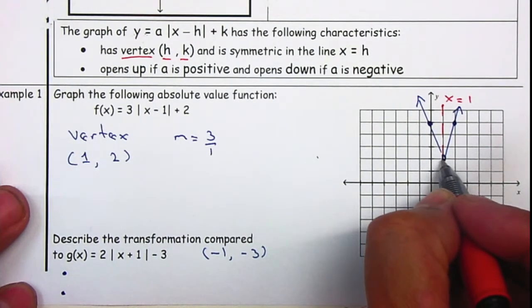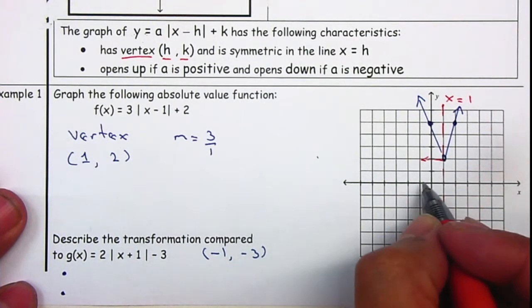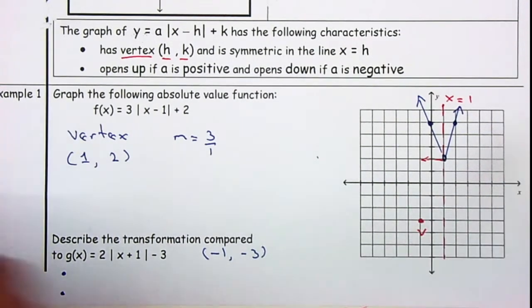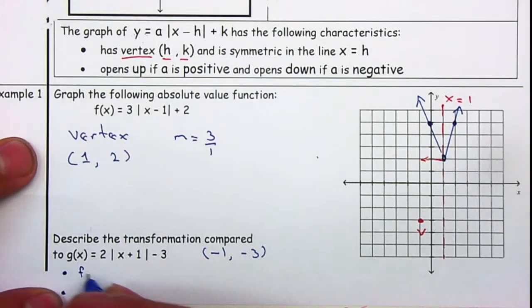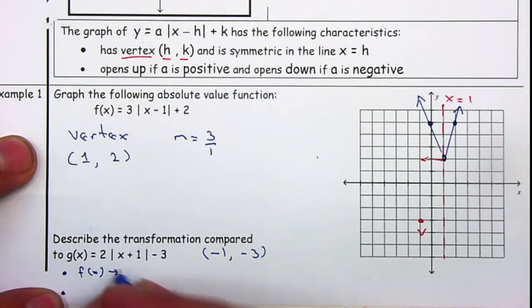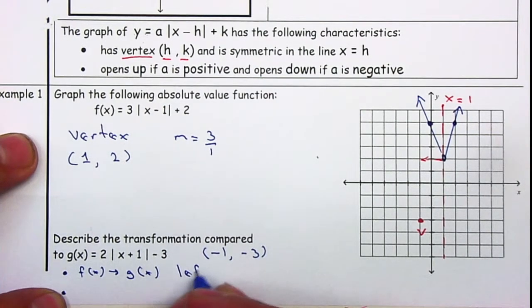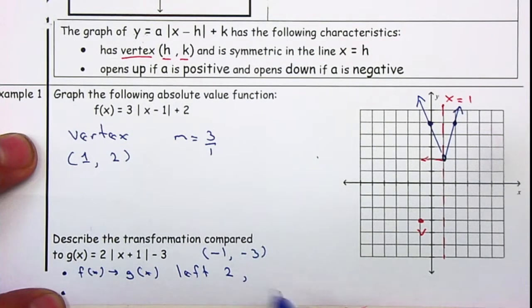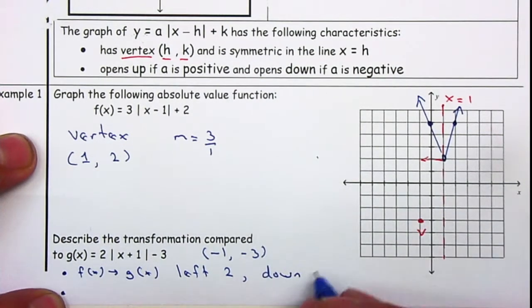To go from this vertex to the other vertex, we're going to go to the left 2 and down 2, 4, 5. So from f of x to g of x will be left 2 and down 5.